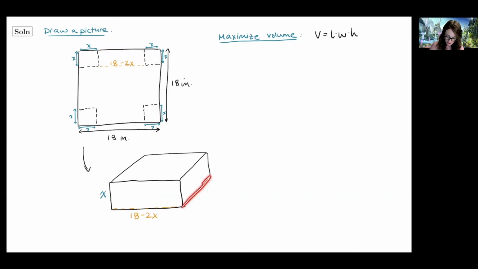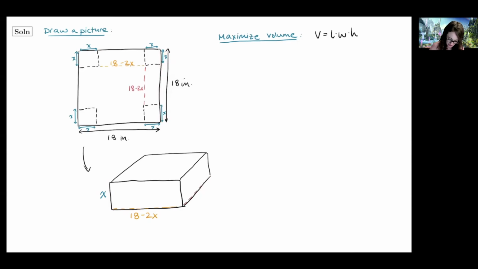This length, or the width, or one of them's length and one of them's width, we know this is height. So if this is length, then the width is over here. That will correspond to this distance. Now this is a square, so that distance is going to be the same, right? The whole thing here is 18, and we're taking away 2 x's. So this will be 18 minus 2x as well.